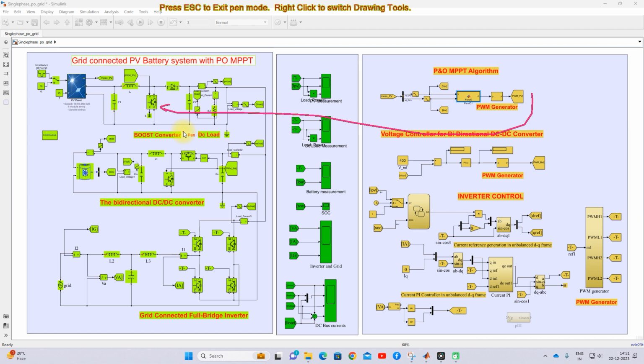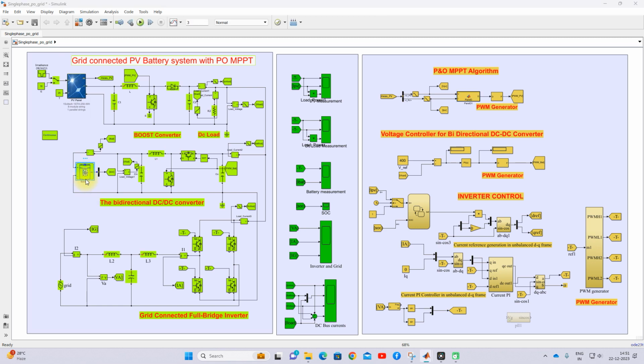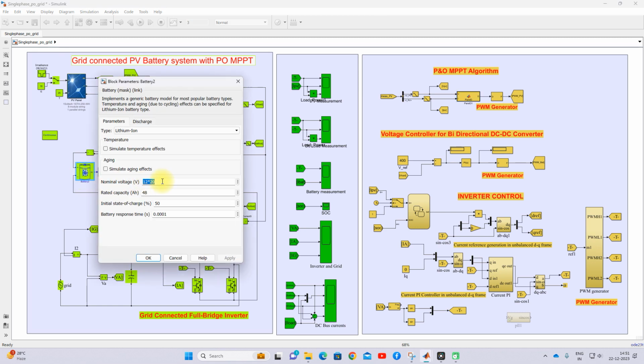So for the purpose, during daytime we are going to store the energy in the battery, and at night time we can use that battery for supplying the load. Okay, for that purpose only we are using the battery here. So here you can see the battery sizing is 240 volt, and the rated capacity we have taken is 48 Ah. Okay, the initial state of charge will be 50%.